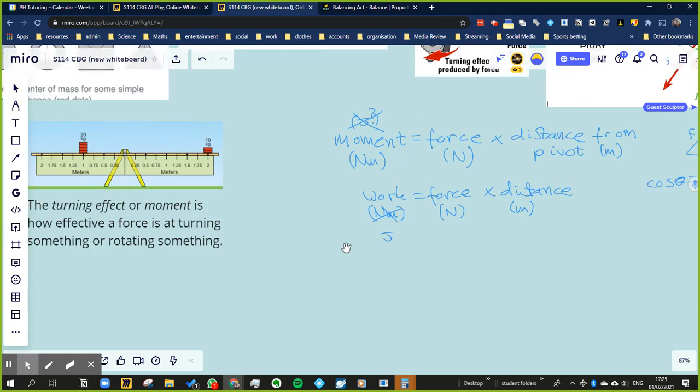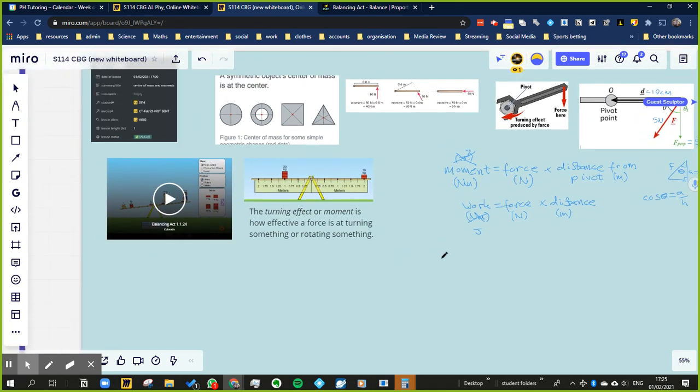Okay, so that's the basics of what moments are, or turning effects, and it comes into play when we look at center of mass as well. But we'll stop the video at that point.